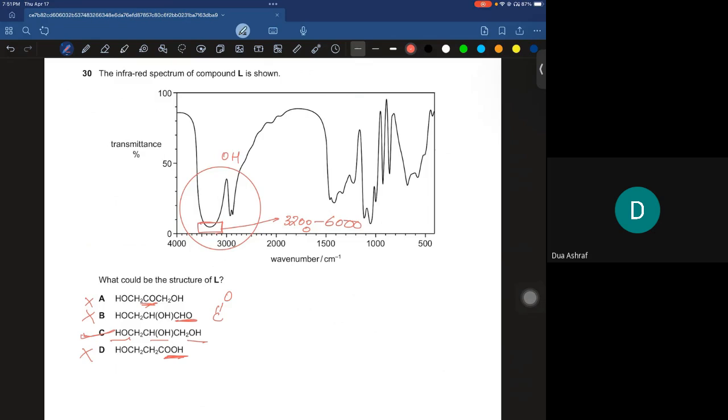So this is a very easy question. You can solve it within a minute.